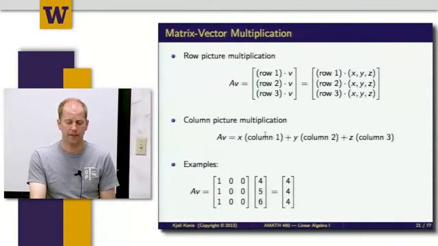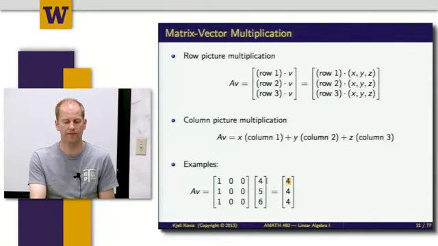And so just some examples here. So if I have 1, 0, 0 times 4, 5, 6, that's going to equal 4. 1, 0, 0 times 4, 5, 6 again is going to equal 4. So that's multiplying by this matrix A, just plucks this first value out and puts that in the answer.